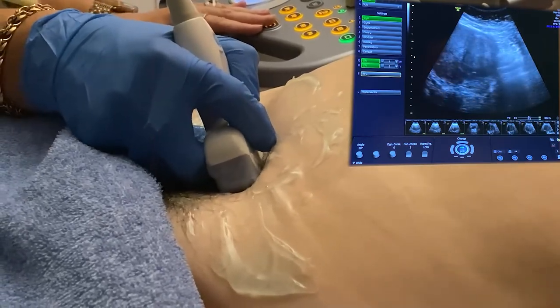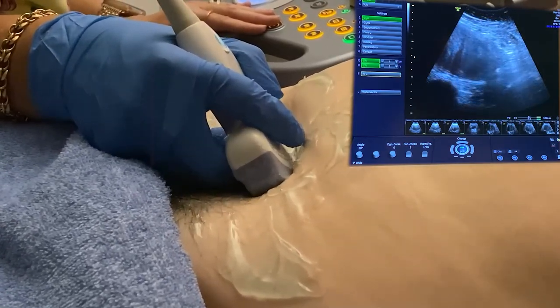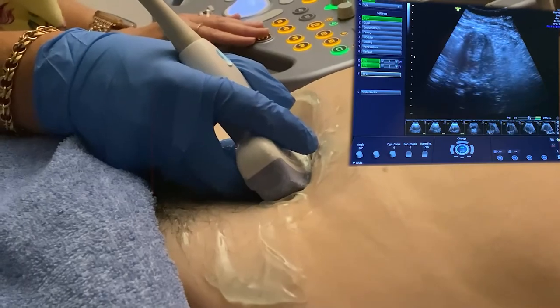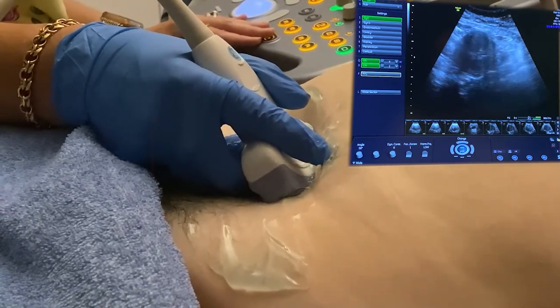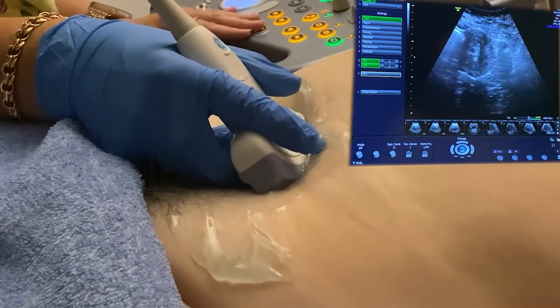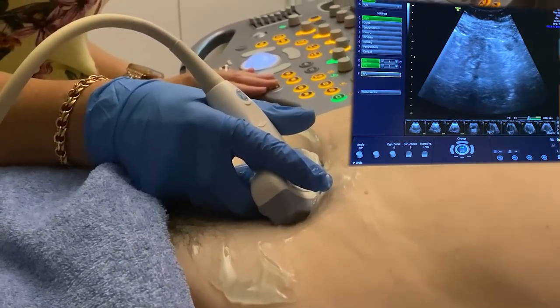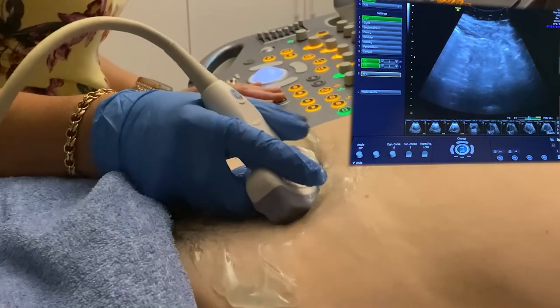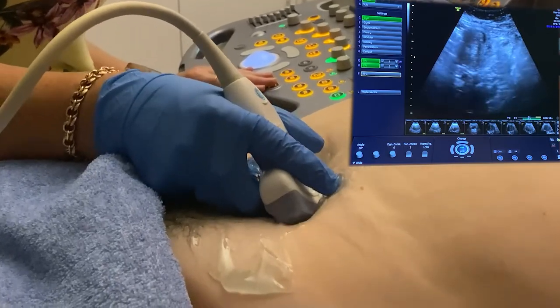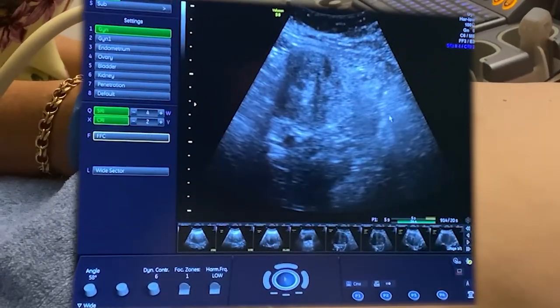But I don't see them, again, because she has these multiple myomas, or what I'm calling myomas, making scanning a bit difficult and challenging. Right there we can see as I push on her belly, this is probably her left ovary.